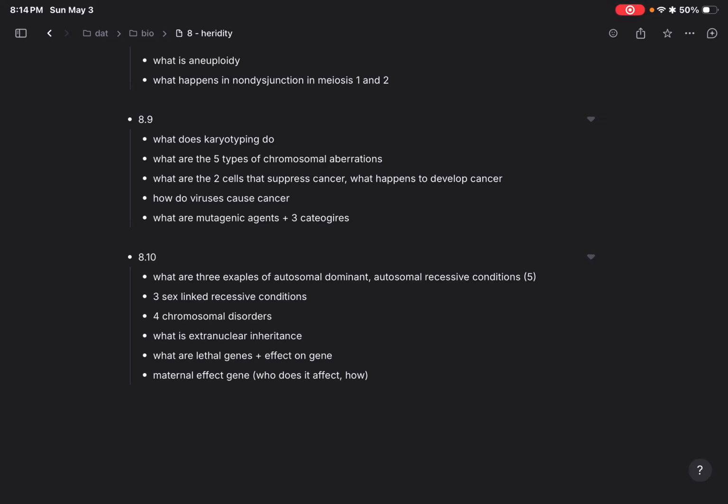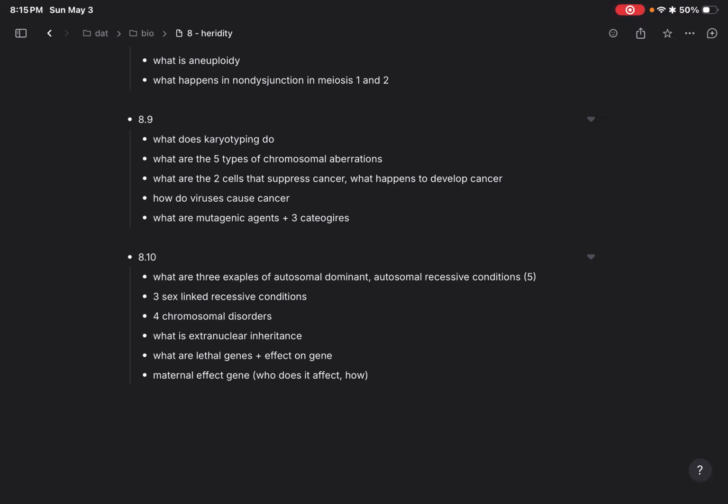So what are 2 cells that suppress cancer? One is proto-oncogene. Yes, proto-oncogene. And the other is tumor-suppressing genes or cells. So what does proto-oncogene do, you may ask? Well, it regulates regular cell growth. It tells the cell to grow. Now, if that cell gets mutated, then the cell will keep on growing and it'll get messed up. It says if mutated, it becomes oncogene, which causes cancer.